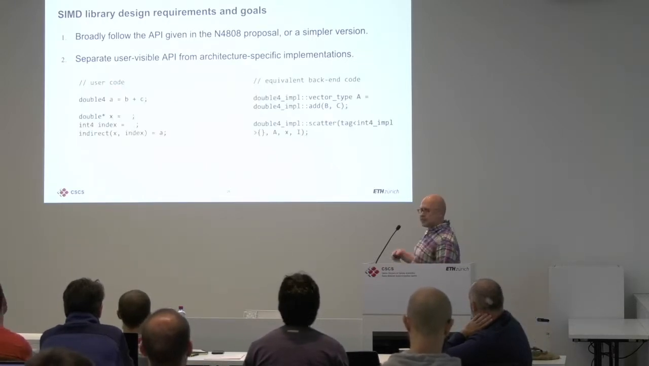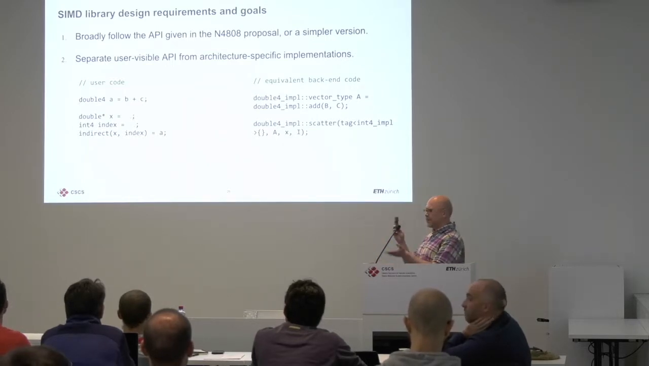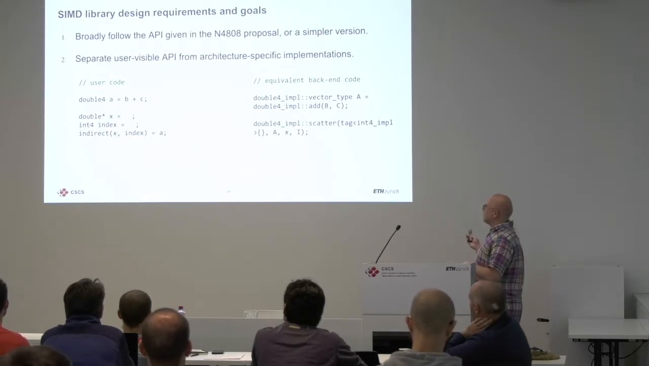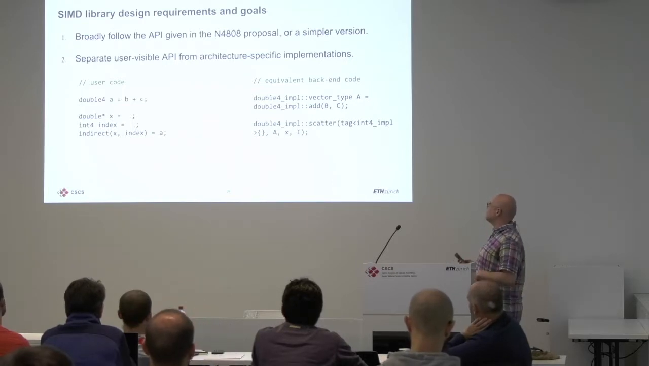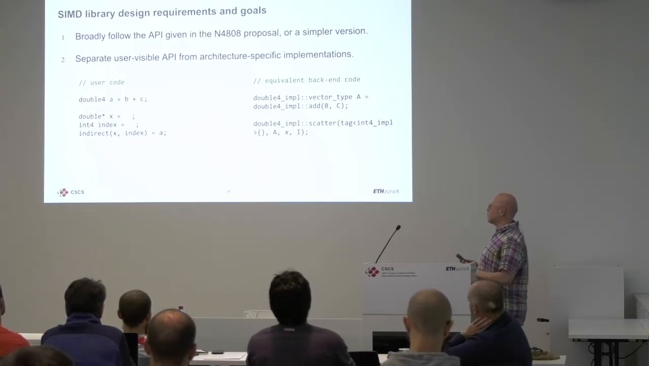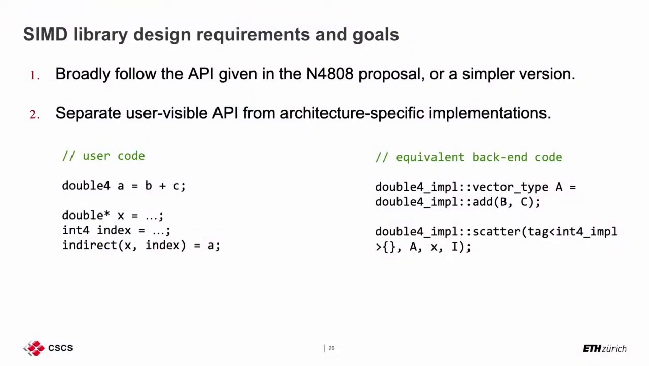As an example, and this is what our ultimate code is going to look like, I might have some way of doing a double for A, like a 4-wide vector with an addition and some sort of indirect memory access. And the backend code, what that gets translated to by our front end, will look something like the right-hand side, where I've got some concrete vector type A, and of course an add function, and then of course a scatter function, and so on. So our front end will basically be the mapping from the left-hand side to the right-hand side.